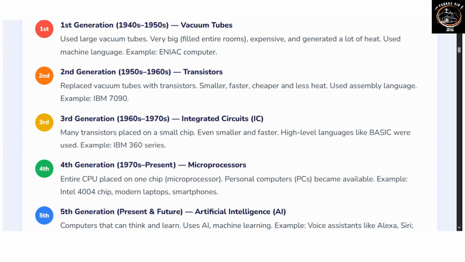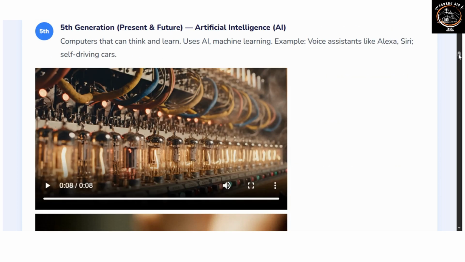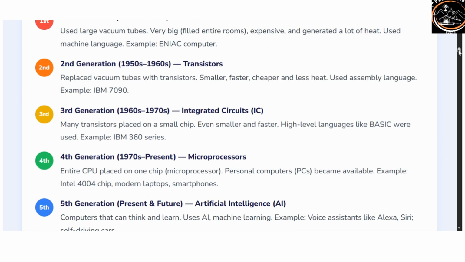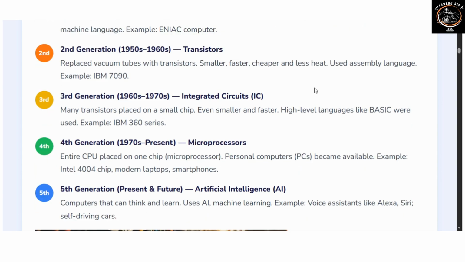Okay, then move to the third generation, 1960 to 1970. ICs, integrated circuits, were used. Many transistors placed on a small chip, and that creates an IC. Okay, I'm going to show you the video of all these main generation parts. These are even faster, and they can use high level languages, and the BASIC programming language was used in the third generation of computers.